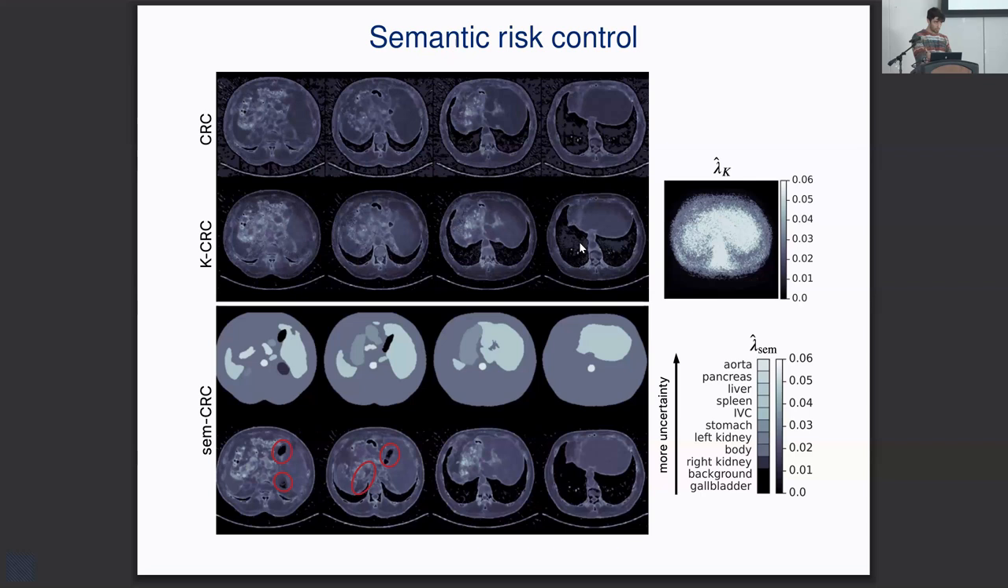Or you could do the semantic version, and now we can rank organs in terms of how much uncertainty they contain. So for example, here we can see that aorta has more uncertainty than pancreas, then liver, spleen, inferior vena cava, stomach, left kidney, body, right kidney, background, and gallbladder. And now we have localized uncertainty maps for each patient. And these are the segmentation maps where each organ is colored accordingly to how much uncertainty there is.